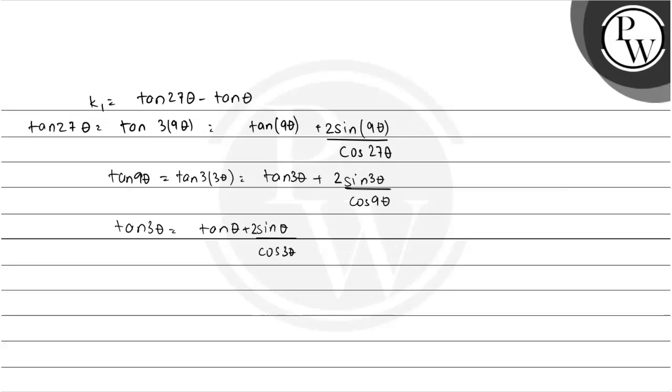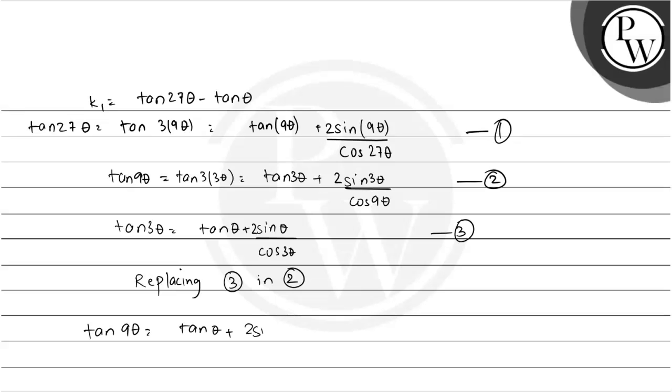Now I'll just number up these equations. This would be 1, this is 2, and this is 3. So what I'll do is I'll replace 3 in 2. So I obtain tan of 9 theta would be equal to tan theta plus 2 sine theta upon cos 3 theta plus 2 sine 3 theta upon cos of 9 theta. I'll number this up as 4.